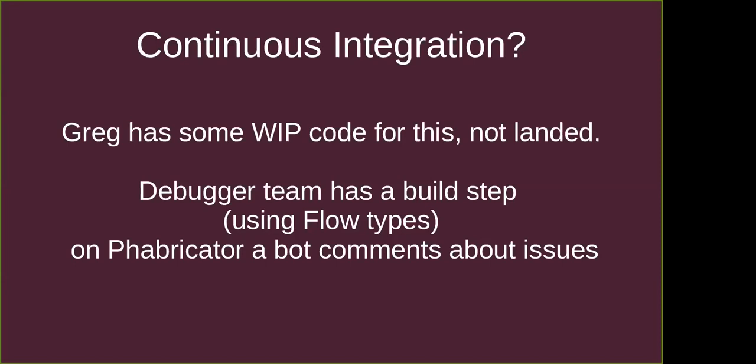And the debugger team, he mentioned that they have a similar kind of build step where they're using Flow types, which is from Facebook. It's similar to TypeScript. It doesn't have as much uptake, but the debugger team are using those, and they have a bot on Phabricator that will post comments about patches if it finds type issues with them. So Greg mentioned that that might be one possibility. He's thought about leveraging that code and repurposing it for doing this kind of TypeScript type checking.